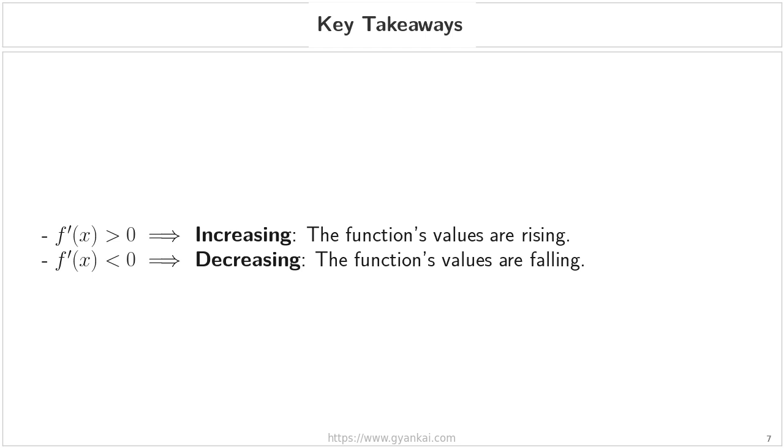Conversely, if the first derivative of f of x is less than 0, the function is decreasing. This indicates that the function's values are falling, much like the descent our hiker experienced in the analogy we discussed earlier.